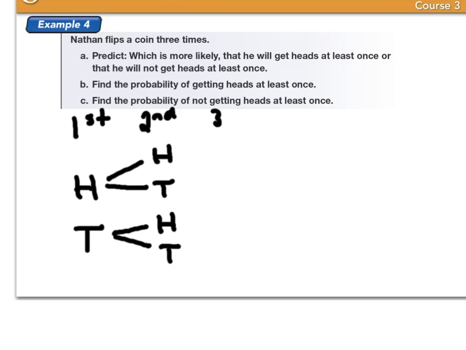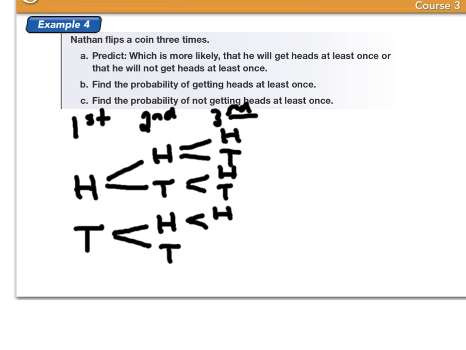Then for my third flip, well, I can get heads and then heads again, or heads then tails. And again, on the third flip, I could get heads first and then tails. Then on the third flip, either heads or tails. And the same thing with these two. I can get heads or tails for the third flip anytime.